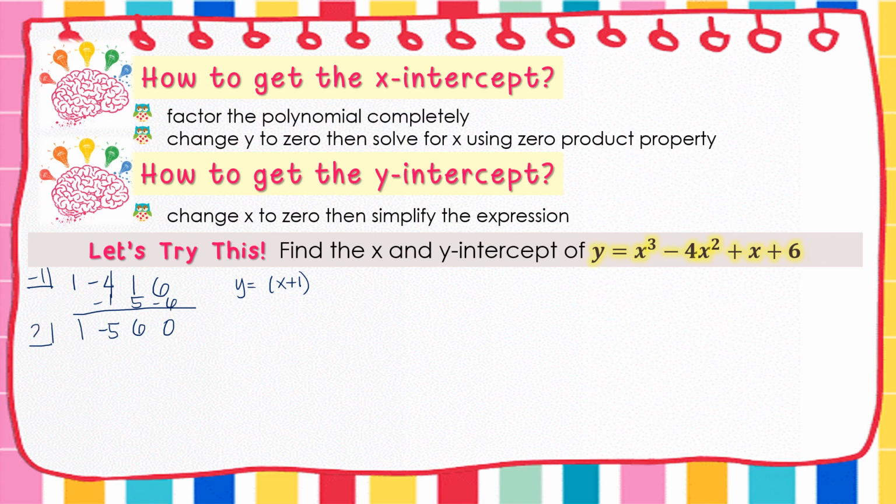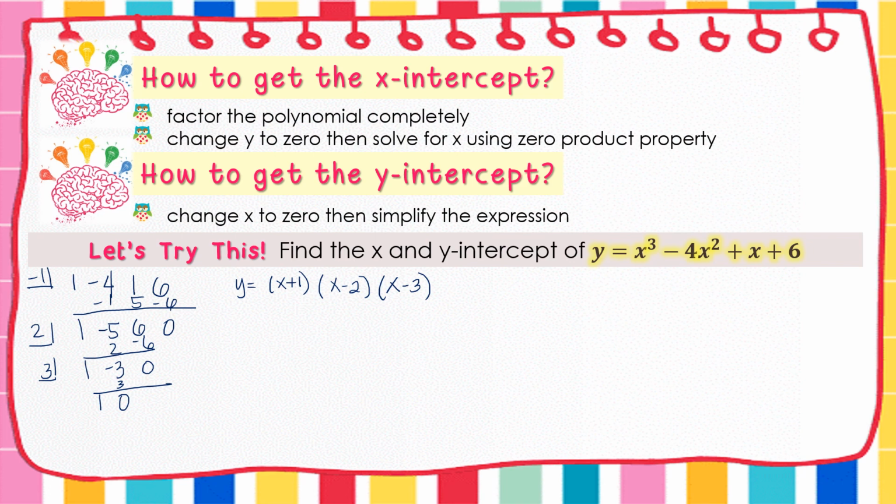Try natin si 2. 1, 2, negative 3, and negative 6. So the second factor is x minus 2. And lastly, we have 3. 1, 3, 0. So the other factor is x minus 3.